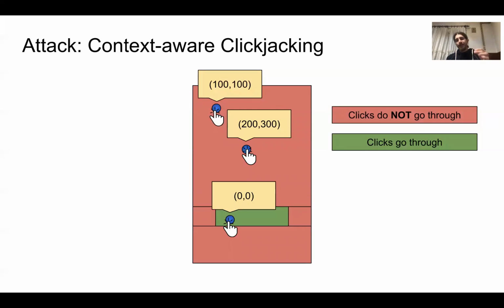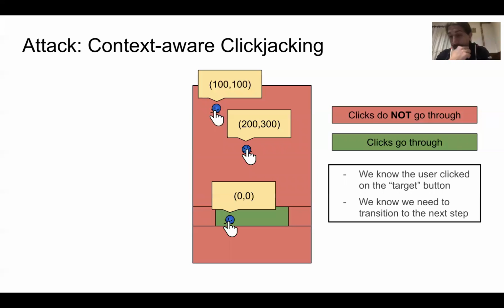So if you get 0, 0, you know that either the user clicked on the corner, which is not very likely, or the user actually clicked in the hole, which is where you want them to click. And you can use this information to basically reshuffle your overlays and simulate, trying to push the user to click on maybe button number 2 that you want for your multi-stage attack. So in this way, we basically know where the user clicked. We know when the user clicked on the target button, and we know when we need to transition to the next step. And again, this stuff actually works.